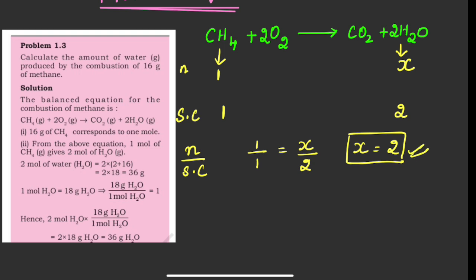Correct? So the number of moles of water. So this is for water. The number of moles of water is 2. But in the question, they have not asked the number of moles. Instead of that, they have asked the amount of water. Amount of water means weight of water or mass of water, you can say.